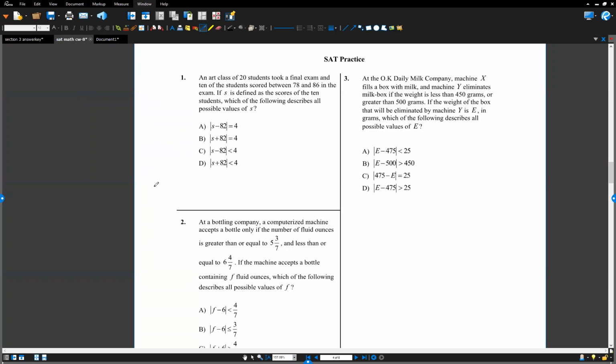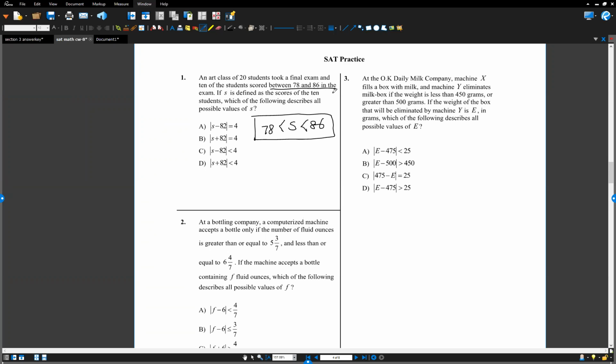Okay, an art class of 20 students took a final exam and 10 of the students scored between 78 and 86 in the exam. If S is defined as the scores, what is S? They are all between 78 and 86. We can decide what general interval here. Which of the following describes the possible value of x? Okay, between.